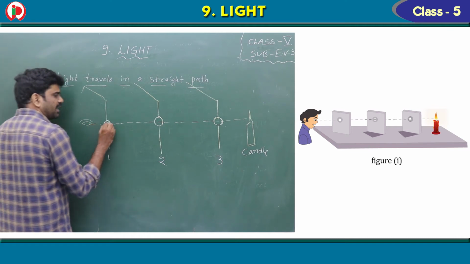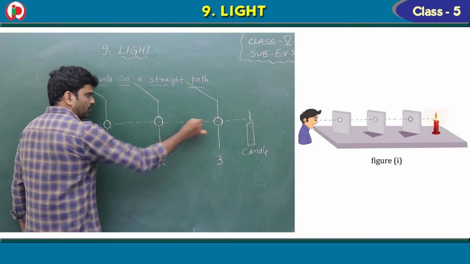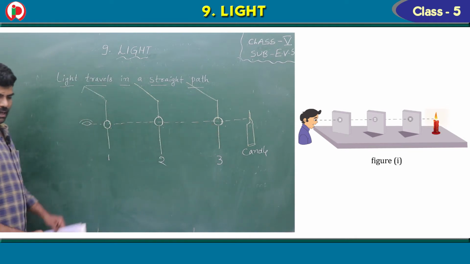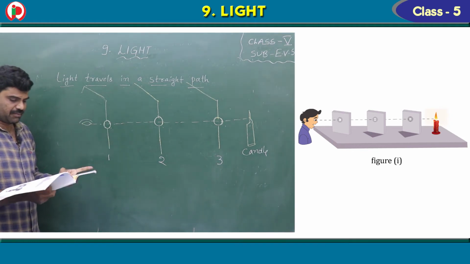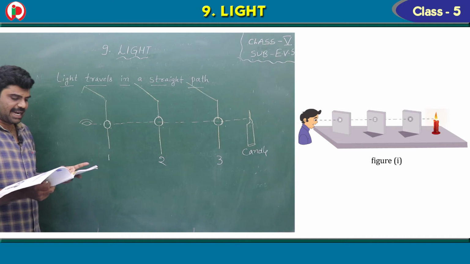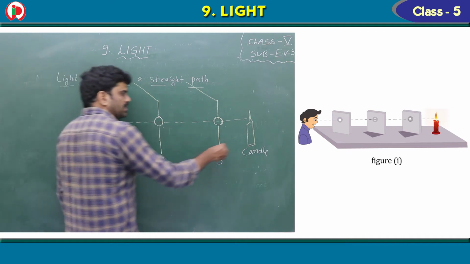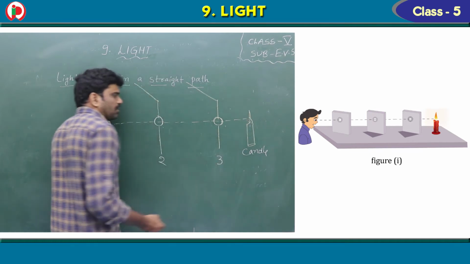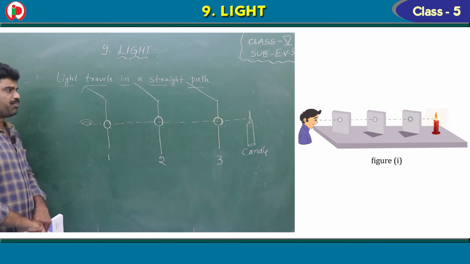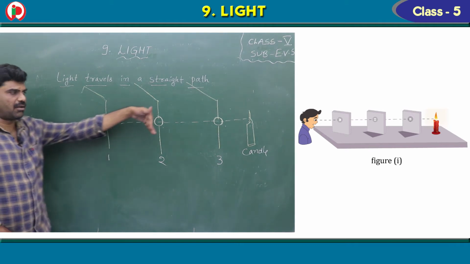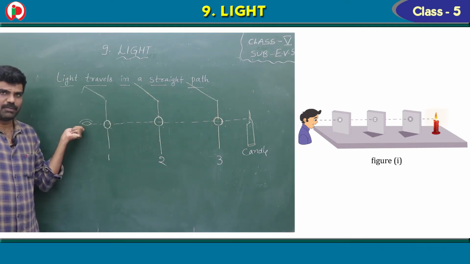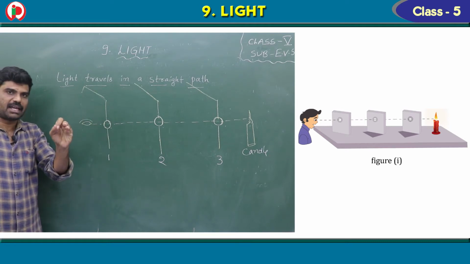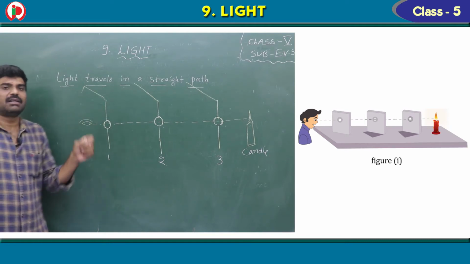Next one, ensure that all the holes lie in a straight line. So this is a straight line. These 3 holes, first hole, second hole and third hole, must all be in a straight line. Also place a lighted candle at one end with the flame at the same height as the holes. So this is a lighted candle, children. Here, see, the lighted candle is on the other side and a person is watching from this side.